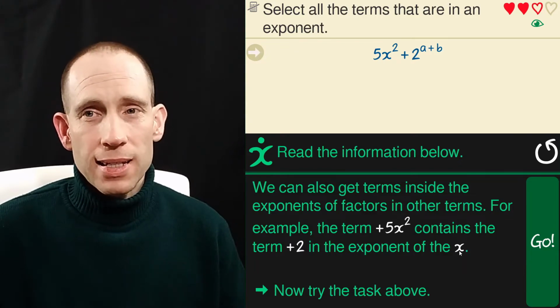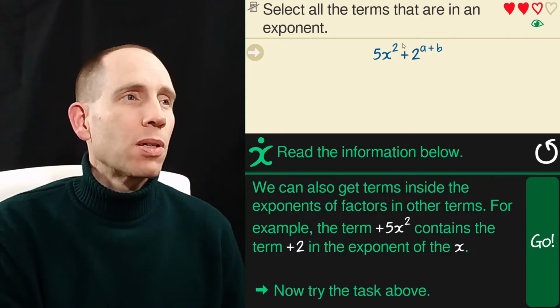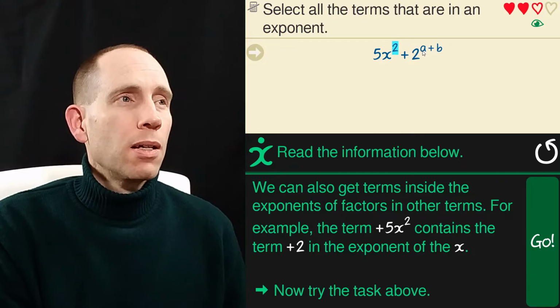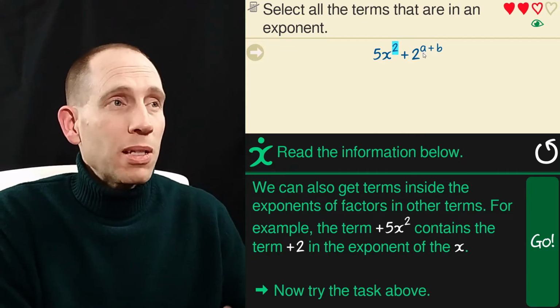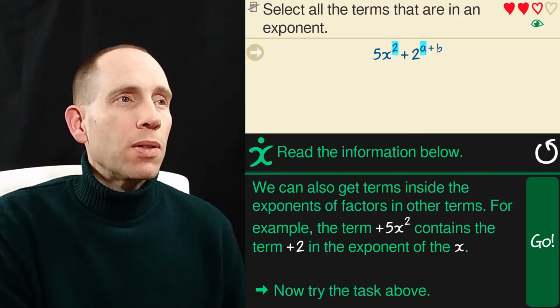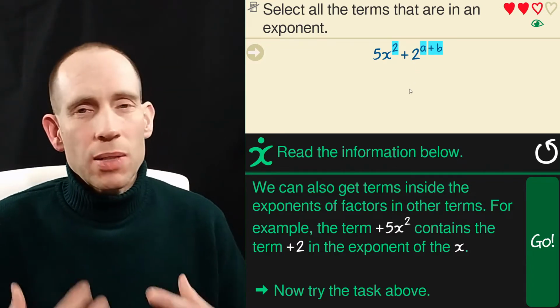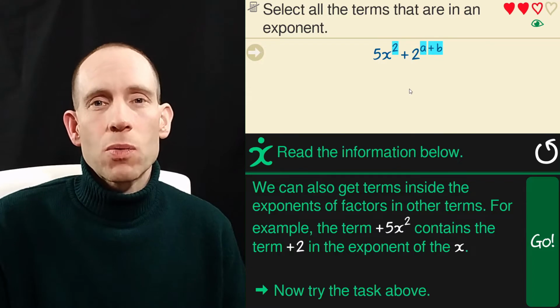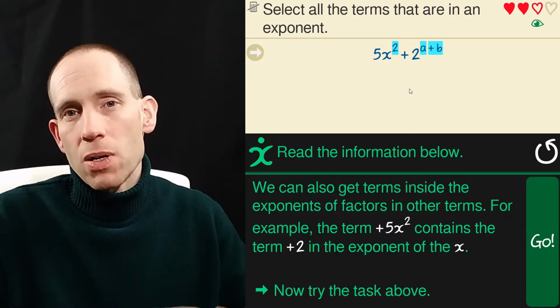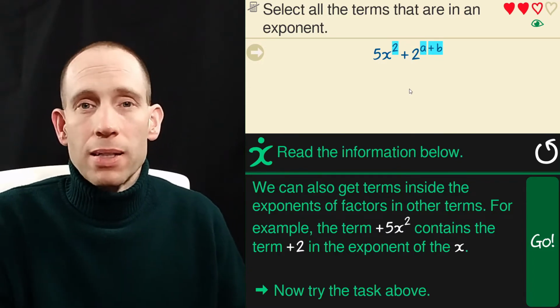Usually we wouldn't consider this until we're doing some more complicated algebra, so I could actually select the 2 as that's like a first term in a sum. It's actually a plus 2, as well as the a and the b, they're inside the exponents. But usually we wouldn't consider those, if we've just got an x squared or a y squared, we're just considering the x squared or the y squared as part of the main term.